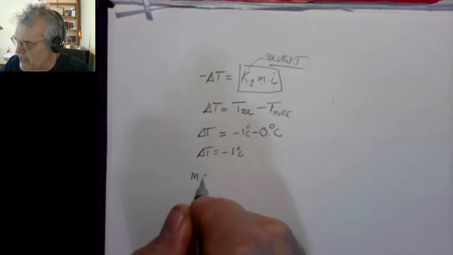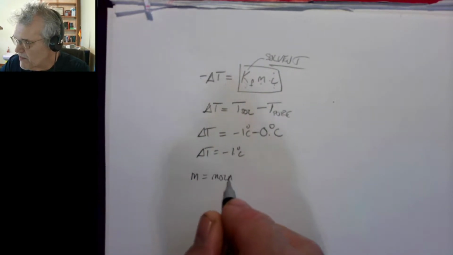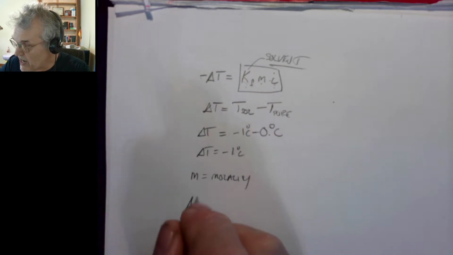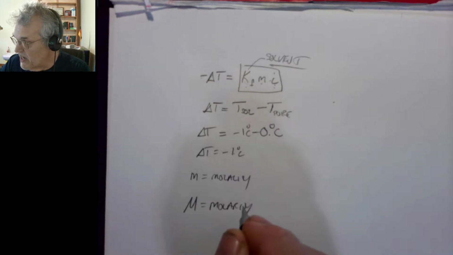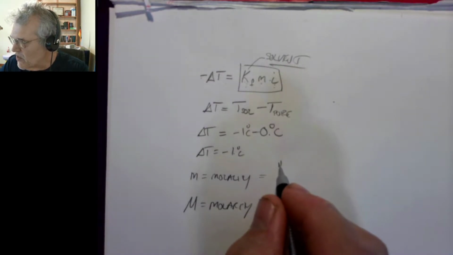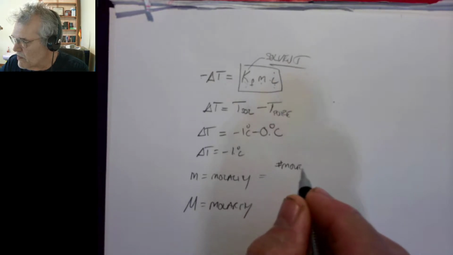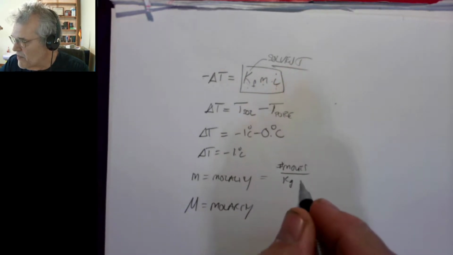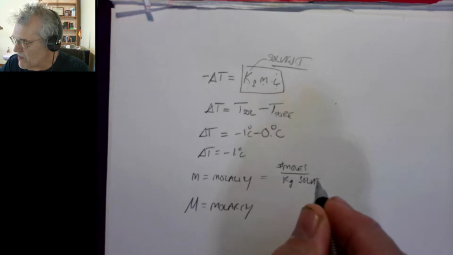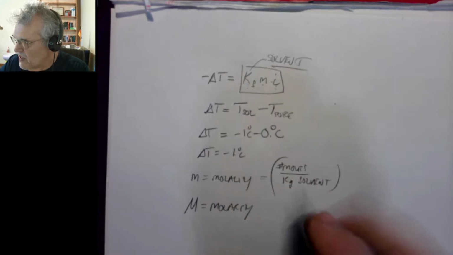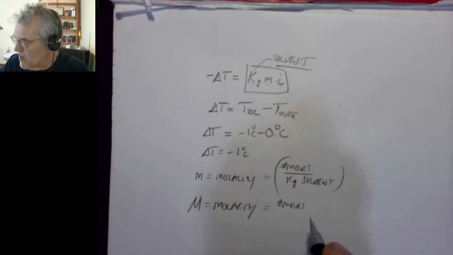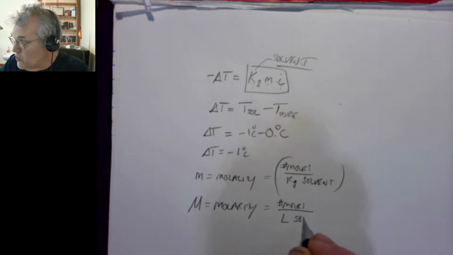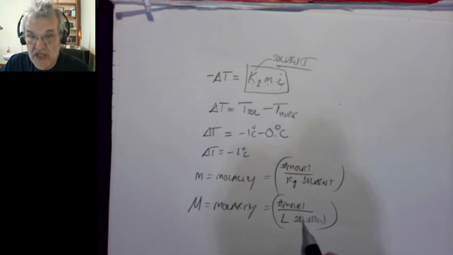m, lowercase m, is molality. That's different than capital M, which is molarity. What is the difference? Well, molality is the number of moles per kilogram of solvent. Molarity is the number of moles per liter of solution. Solution is after you've mixed the moles in with the solvent.